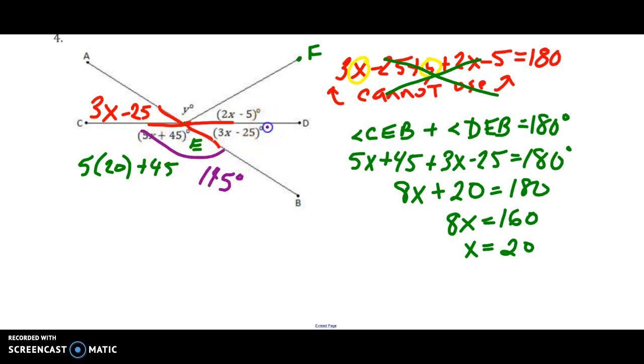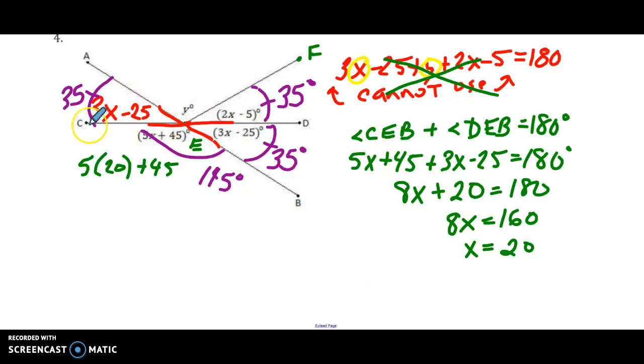And I can substitute into the other side, and I will find this is 35 degrees, or I can subtract 145 from 180. Since these are vertical, I know this is also 35 degrees. Put my little congruency marks on there. And if I plug in here, I happen to find that this is also 35 degrees. Okay, so I've substituted in x for any angle measure that has an x in it, and I use the vertical angle relationship here. So now all that's left to do is to find y.